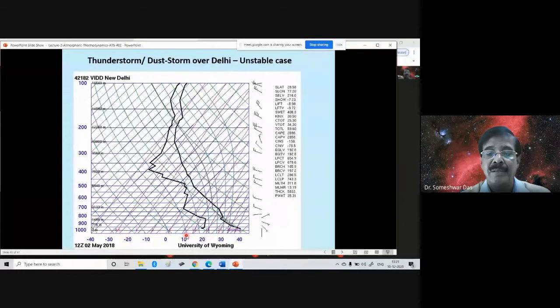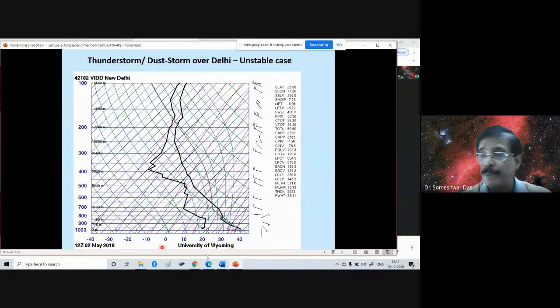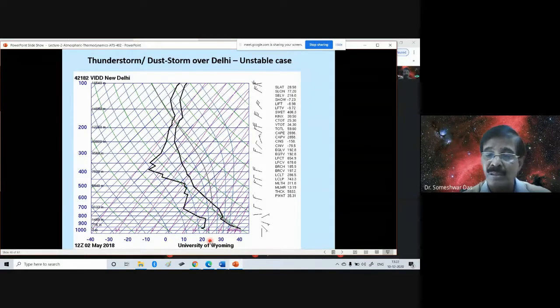Actually, one good thing is that the University of Wyoming in USA has been archiving all the radiosonde observations for all the countries for the last many years. They have a very good archive of radiosonde observations.